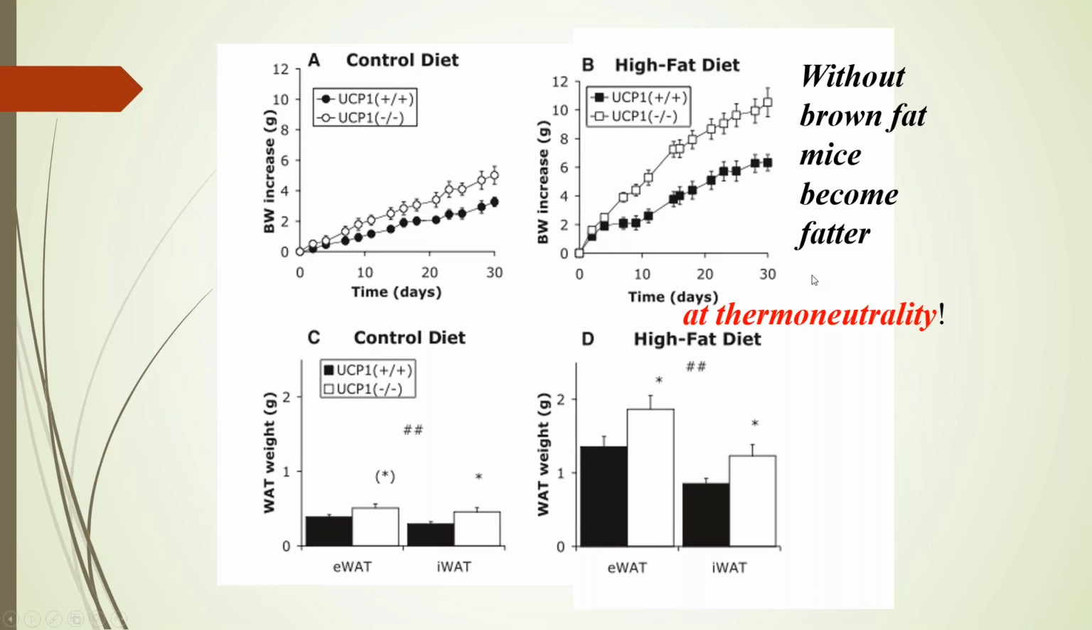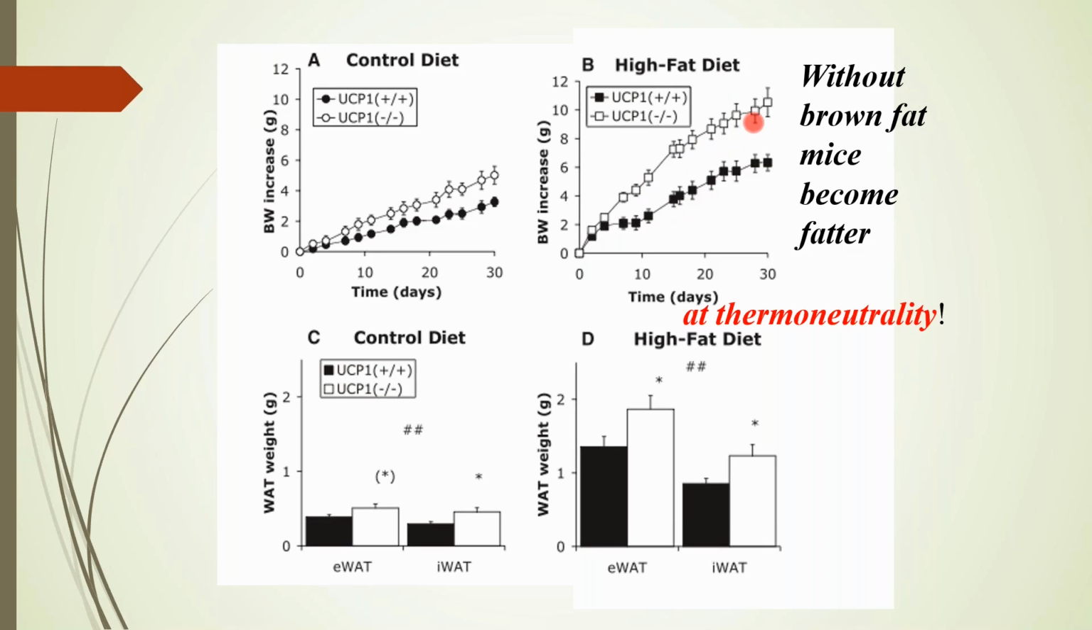The initial studies in animals were done in mice with UCP1 knockout brown fat. In panel A, in the control diet, the UCP1 knockout mice are the white circles, and the black circles are the wild type mice which have UCP1 expression. You see that even in control diet, if you don't have brown fat, these mice start gaining weight over time. And it is even more aggravated when you feed them a high fat diet.